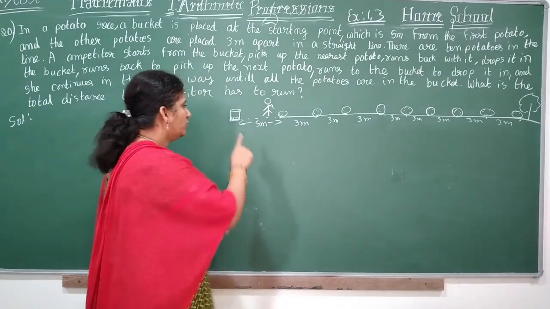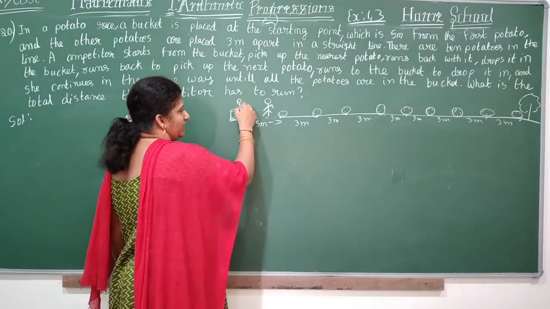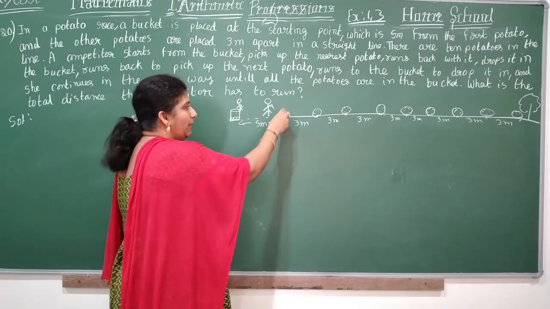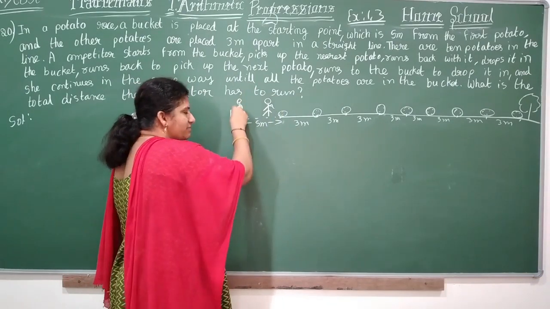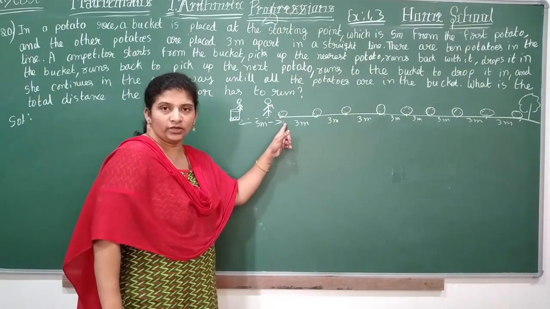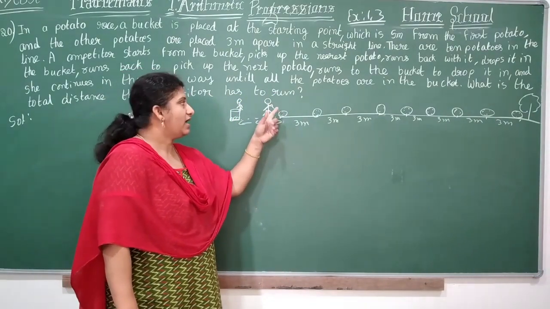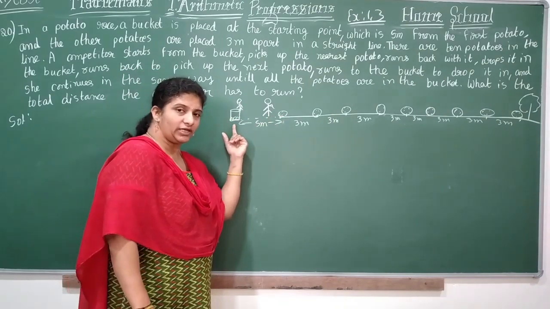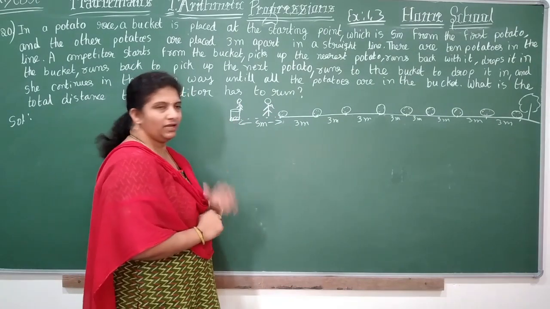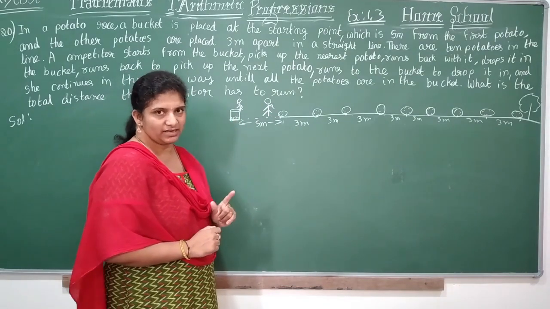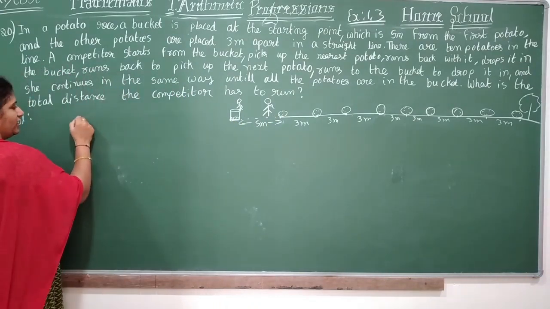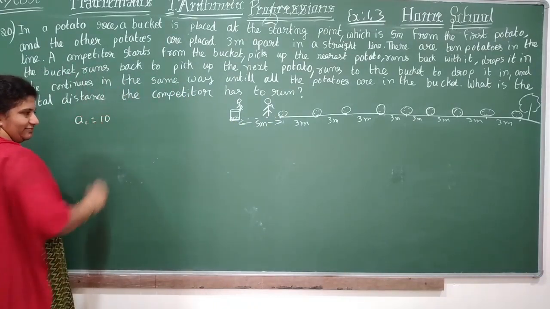Okay, so from here, if we start, he or she will go there 5 meters, pick the potato, come back, and throw it in the basket. So to go near the potato is 5 meters, and to come back with the potato is 5 meters. 5 plus 5, how much distance have we traveled there? 10 meters. Okay, try to understand the concept. For the first potato, let A1 be equal to 10.